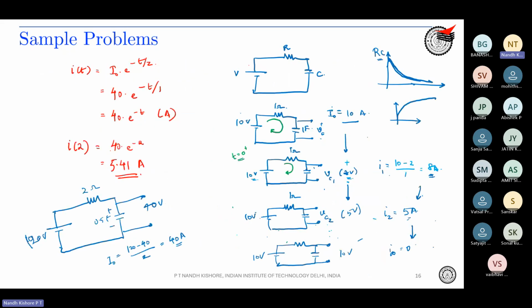You understand? Yes, sir. So I naught is 40, and because the current is decreasing exponentially, it is directly e power minus t by tau. Tau is basically 2 into 0.5, which is 1. So that is 40 into e power minus t. Did you get it? Yes, sir. Okay, this is the simplest way of doing this.